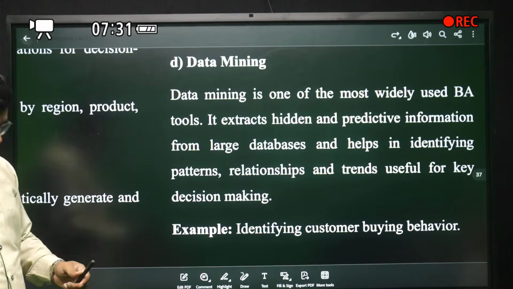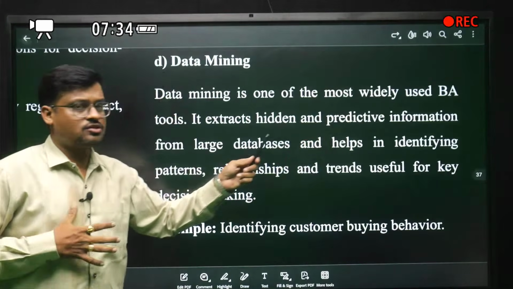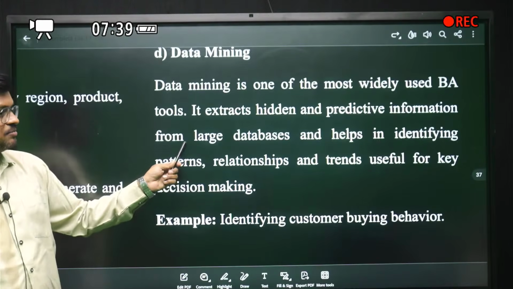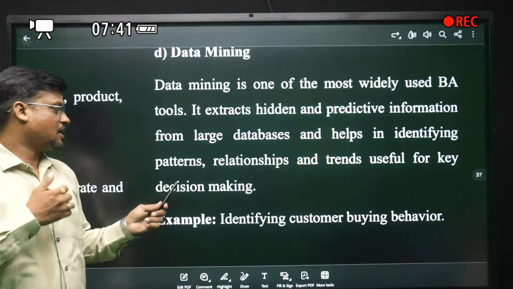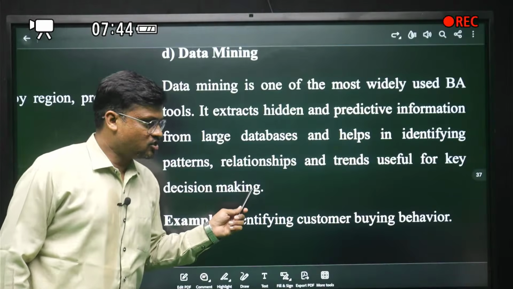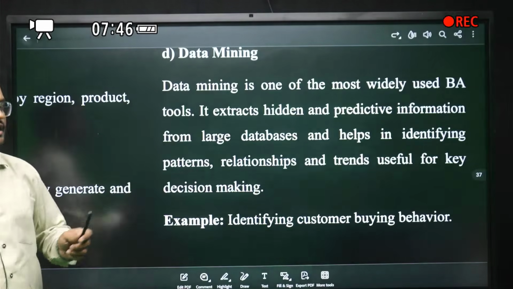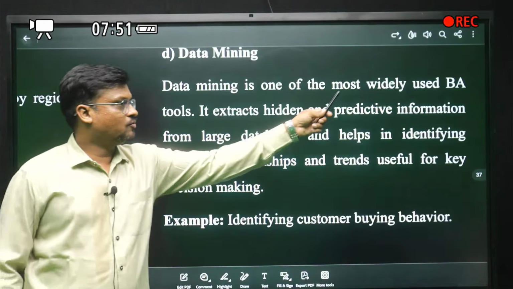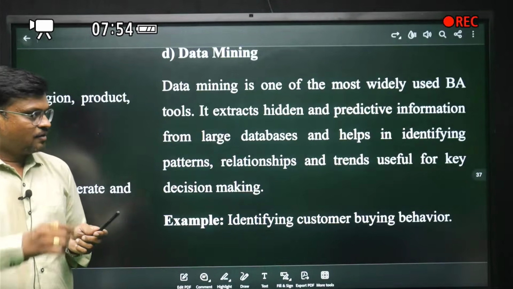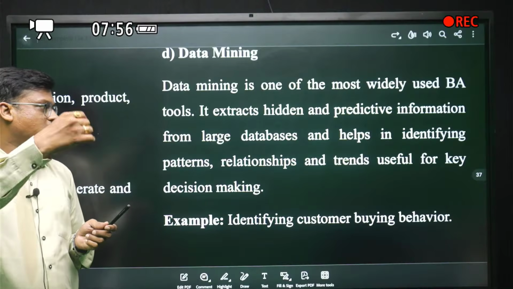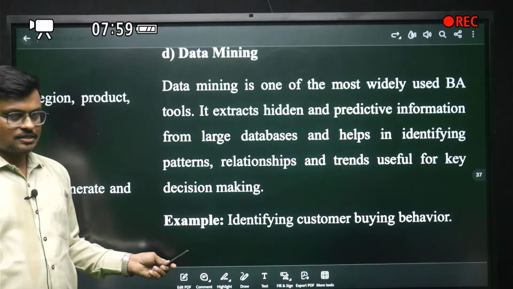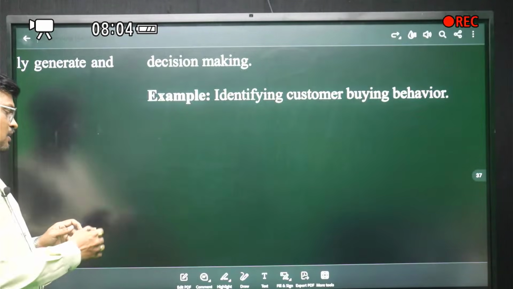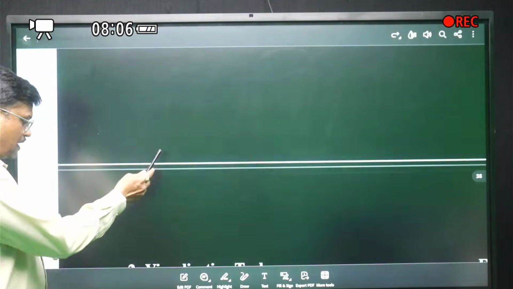Data mining is one of the most widely used business analytical tools. It extracts hidden and predictive information from large databases and helps in identifying the patterns, relationships, and trends useful for key decision making. It extracts the hidden patterns and predicts the future from the large amount of data sets. Okay, dear. Identifying the customers based upon their buying behavior, you can achieve it with the help of data mining.